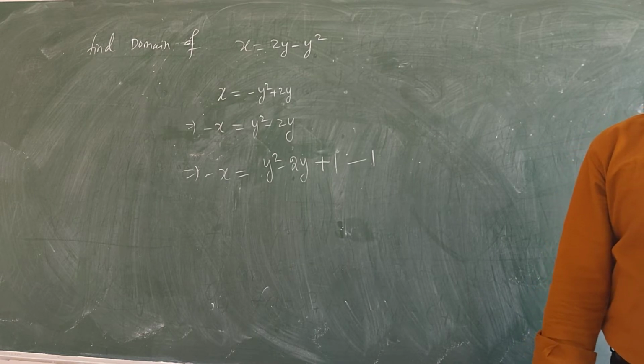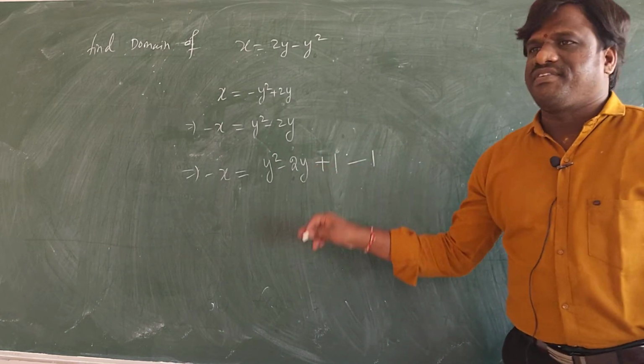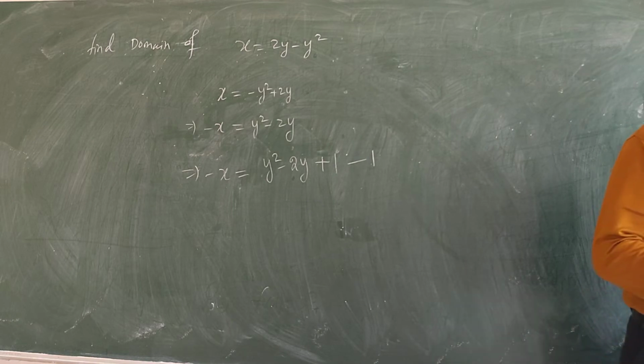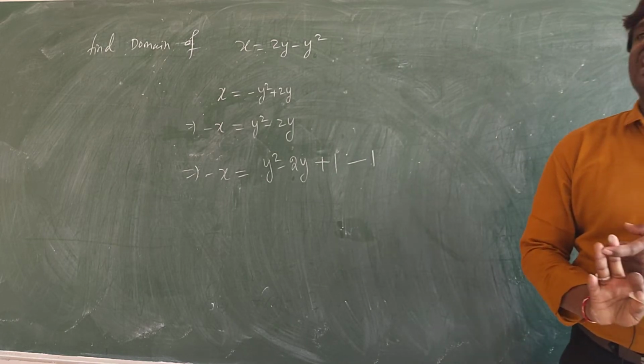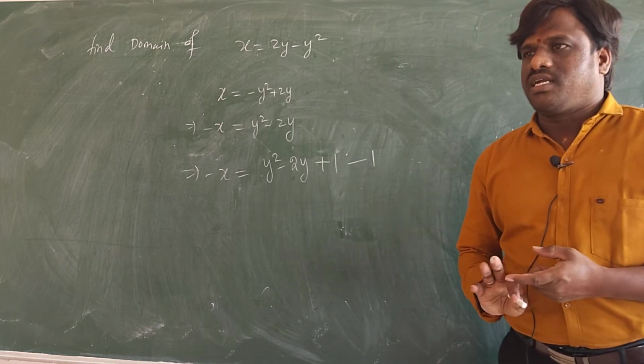Can I write plus 1 minus 1? Why did I do this? To make it a perfect square. I have to make y the subject. Y should be of single degree. Right? Single degree I have to make.